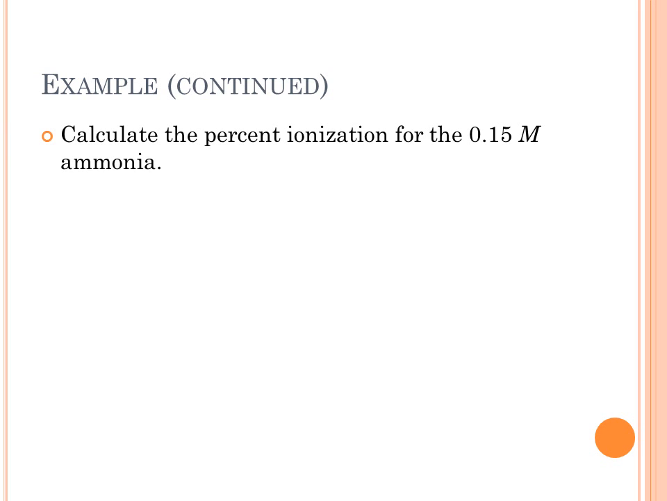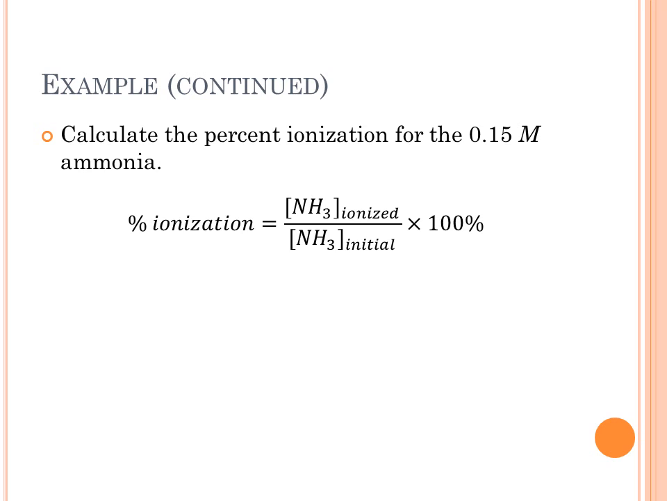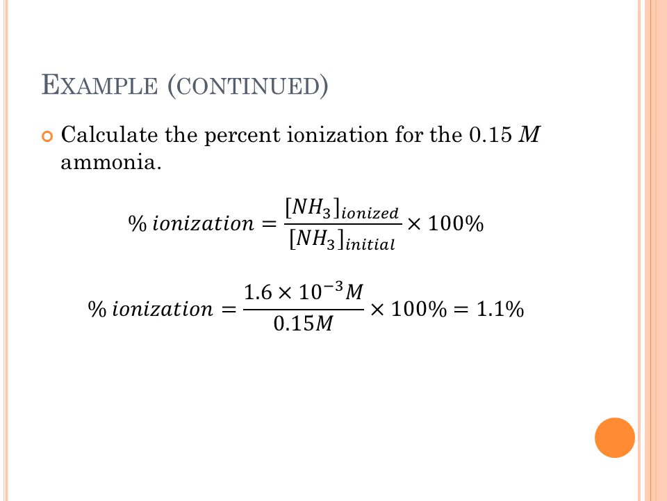So we're going to find the percent ionization of the 0.15 molar ammonia. So the amount of ammonia that ionized divided by the initial times 100%. We plug in our numbers and see we get the exact same percent ionization as before because we started with the same concentration with the same ionization constant value, so the same. Where the difference is going to come in is when we calculate the pH of the solution.